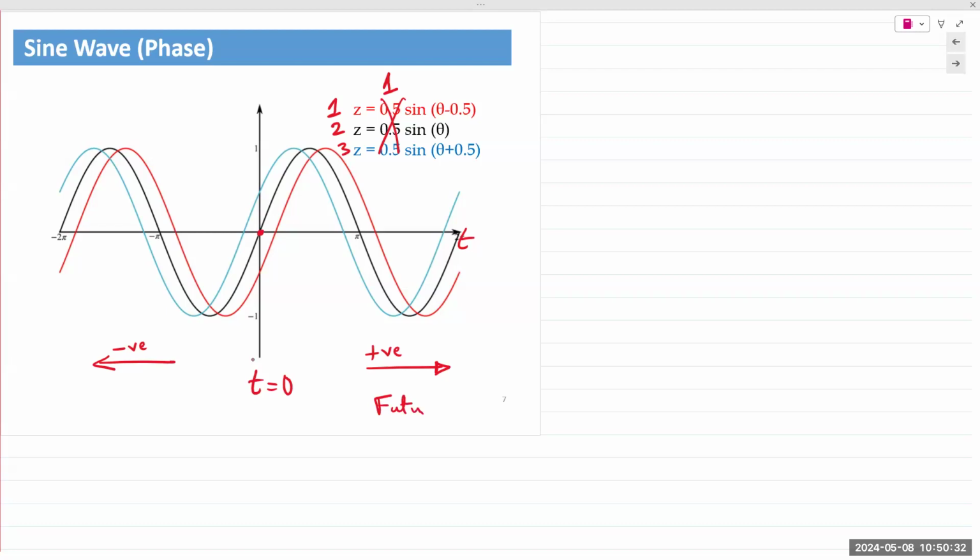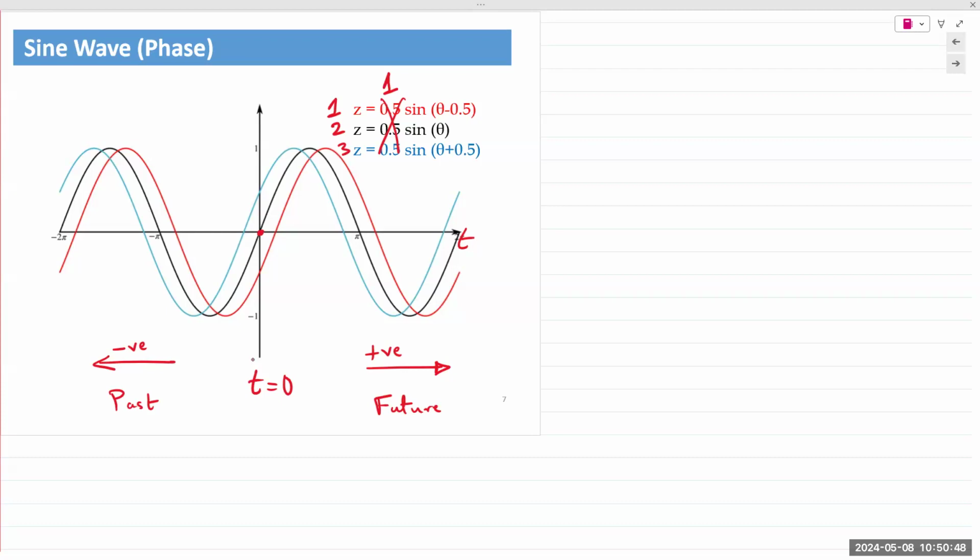So take 10 seconds and think about it. Does that make sense? Right? Positive numbers on the time axis means it's the future. Negative numbers means it's the past.